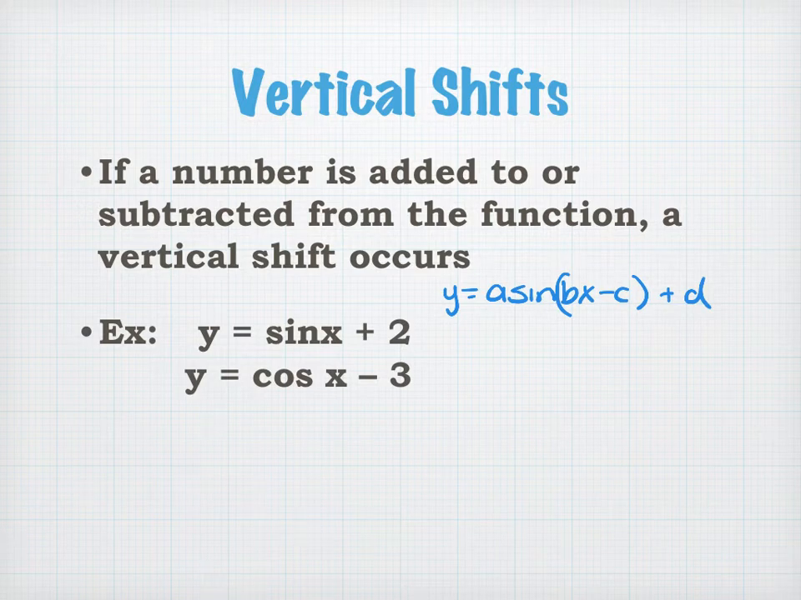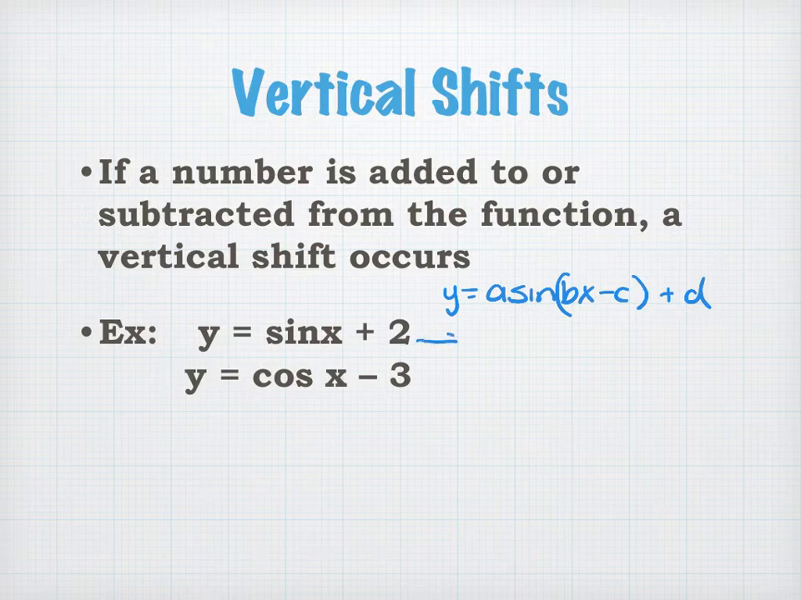On what they are. The absolute value of A is your amplitude. The B determines the period. The C tells you there's a phase shift. And the D tells you there's a vertical shift. It works the same way as every other vertical shift. If we are adding a number, we take everything and shift it up. If we are subtracting a number, it takes everything and shifts it down.